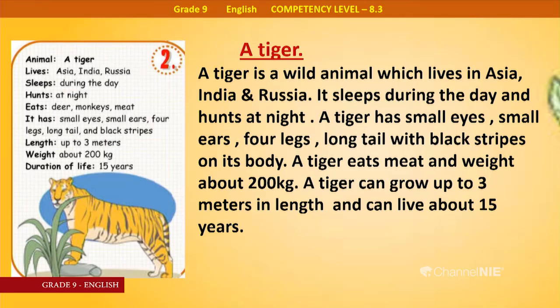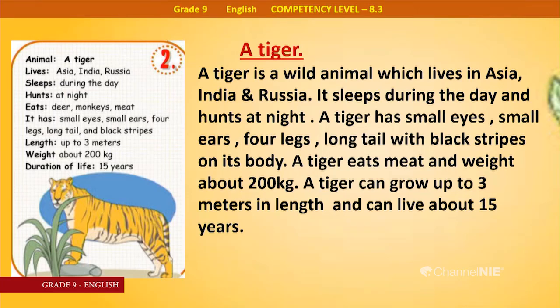A tiger. A tiger is a wild animal which lives in Asia, India and Russia. It sleeps during the day and hunts at night. A tiger has small eyes, small ears, 4 legs, and a long tail with black stripes on its body. A tiger eats meat and weighs about 200 kilos. A tiger can grow up to 3 meters in length and can live about 15 years.